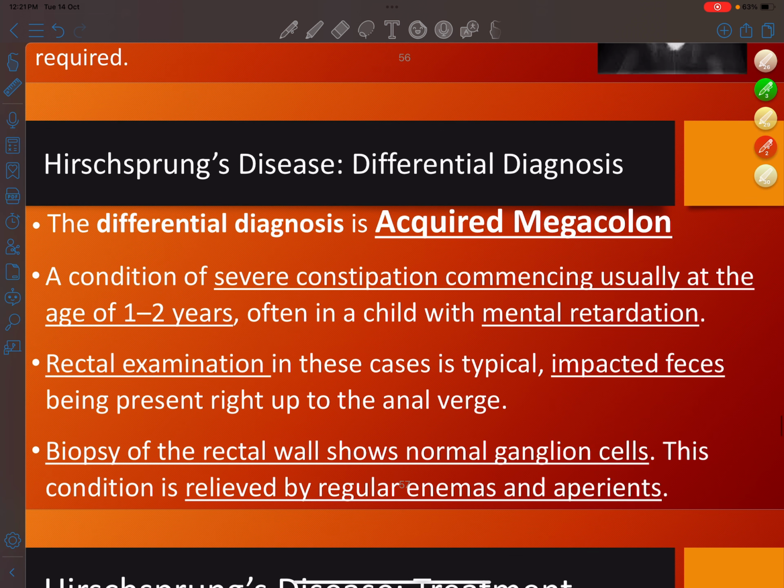There are cases described as acquired megacolon, sometimes mixed Hirschsprung disease, but it's a severe constipation rather than a pathological aganglionic segment. Usually it shows impacted feces in the rectum. Biopsy of the rectal wall will rule out the diagnosis of Hirschsprung disease.